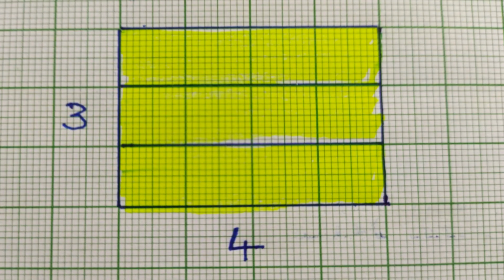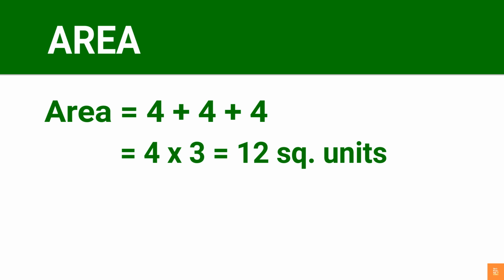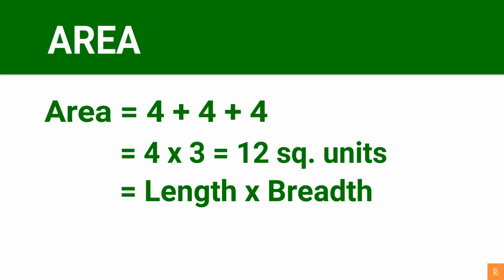3 rows with 4 squares in a row. How many in total? Can you find the total number without counting each square? Yes. 4 plus 4 plus 4 equals 4 into 3. Area equals length into breadth.